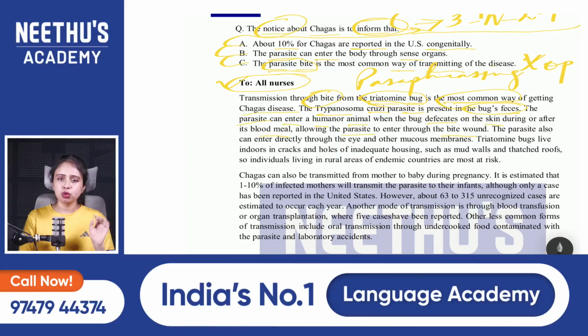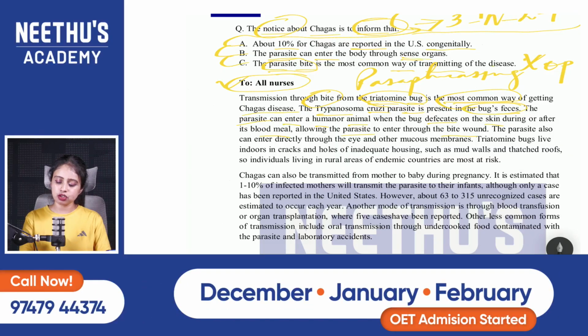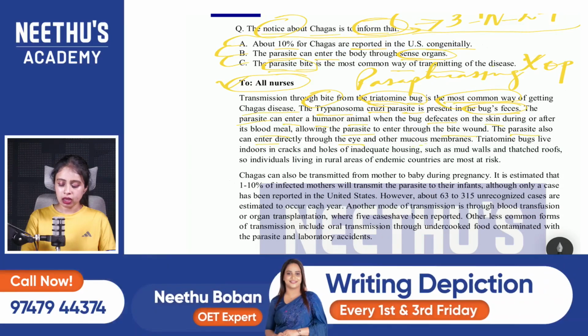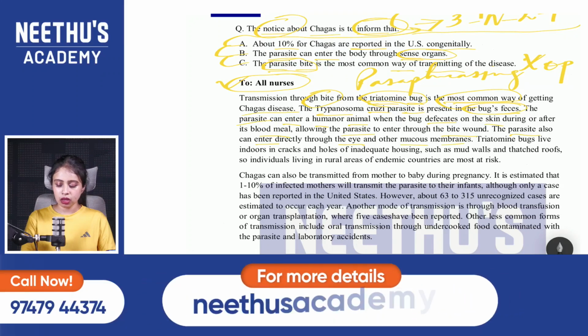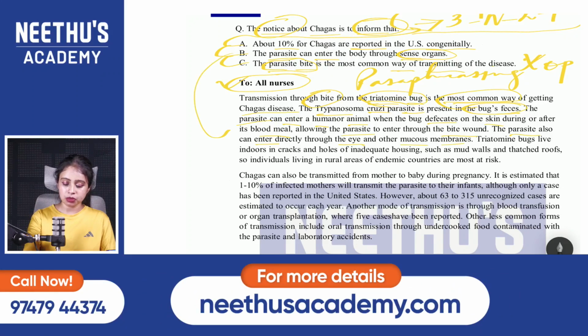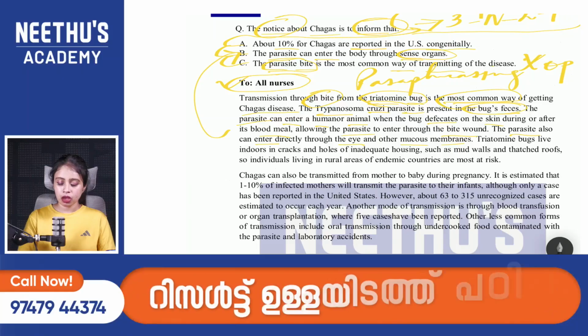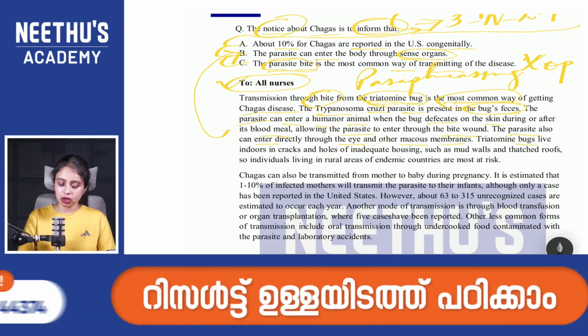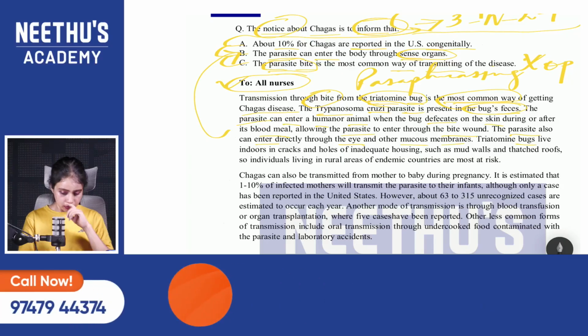Now, where is the wound? It is on the skin, right? So what is the skin? It is a sense organ. Now, the parasite also can enter directly through the eye and other mucous membranes. So what are these? These are all sense organs. So maybe my answer is option B. It may be, I don't know.